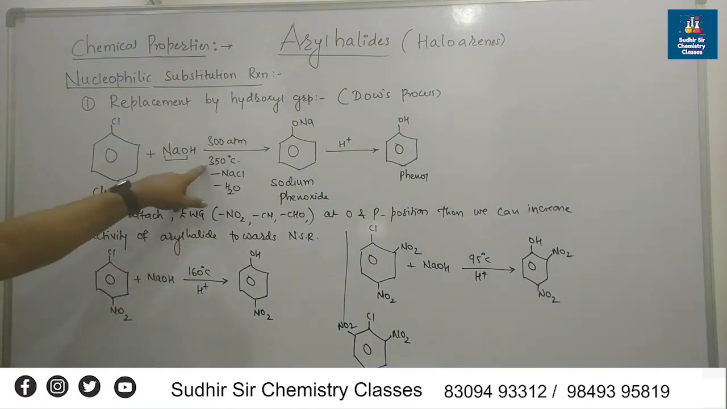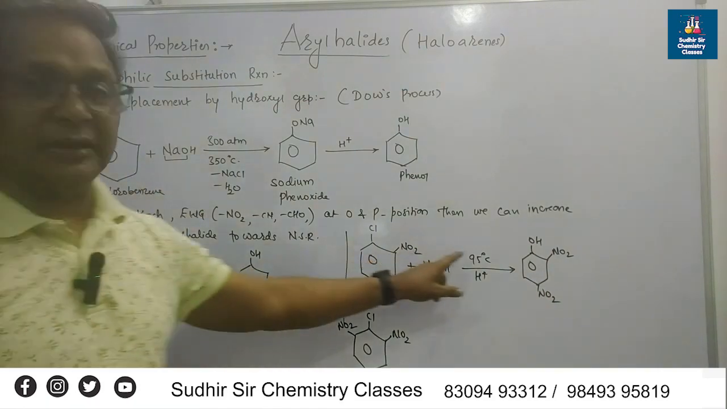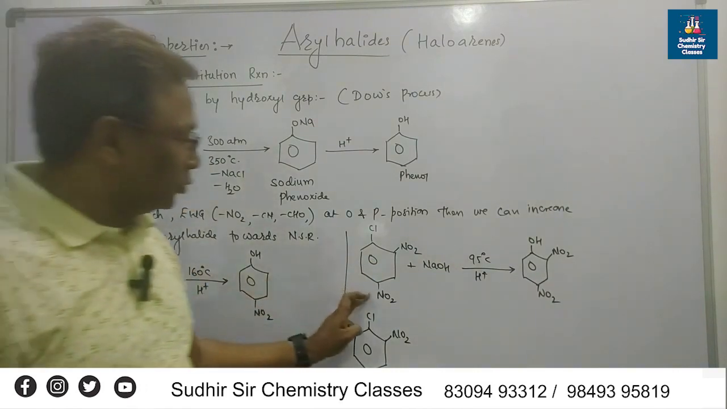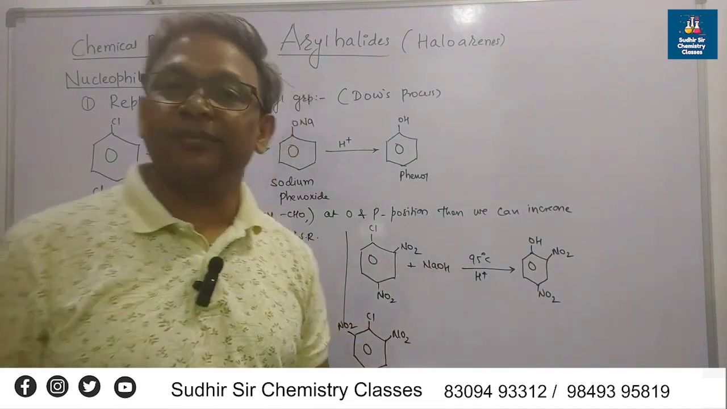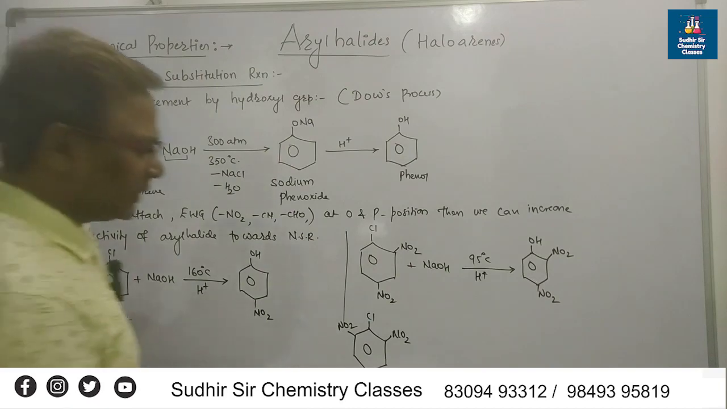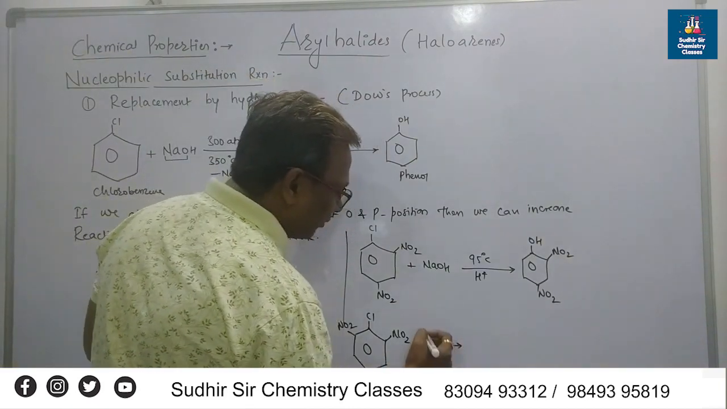See beta, 350, then 160, then 95. Here, no electron withdrawing group, temperature 350. One electron withdrawing group, 160. Two electron withdrawing groups, 95. Now, see for this case. But no need to add any NaOH. Directly in this case, we may add warm water.